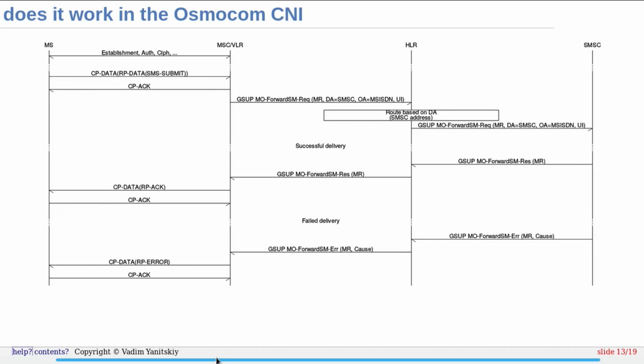The HLR should look for the destination address and should find the SMS center and just forward this message to the SMS center. And from the SMS center, we get either the result, which means successful delivery of this SMS, so we RP acknowledge the SMS, or we get some error and we indicate this to the mobile station. So it's quite simple.